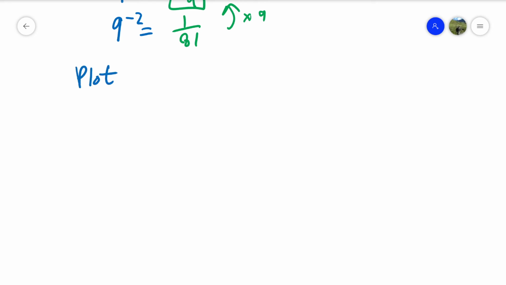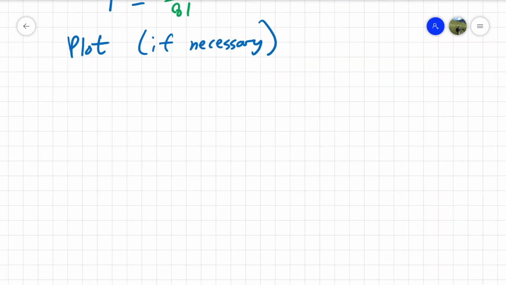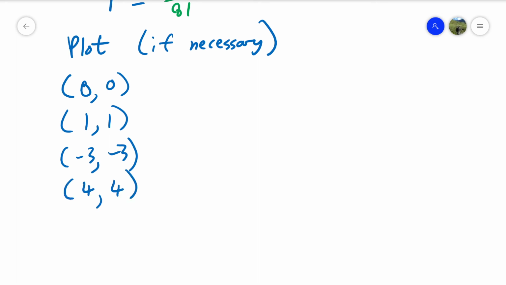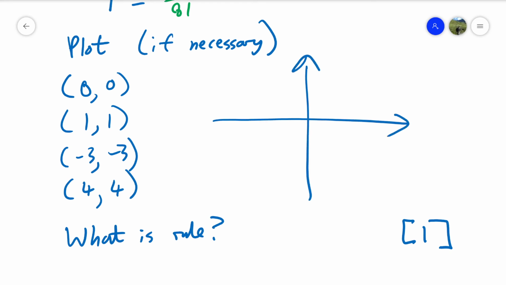Plot, if necessary. I've written if necessary. You're allowed to just say what the rule is without plotting them if you like. What is the rule? That's the question. That's what the mark's for. Imagine it's an exam and there's a 1 in square brackets, so we just need to know what the rule is. Right, well the rule is y equals x. I'm going to do it in a different color because I always do.